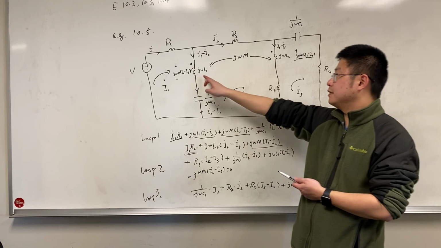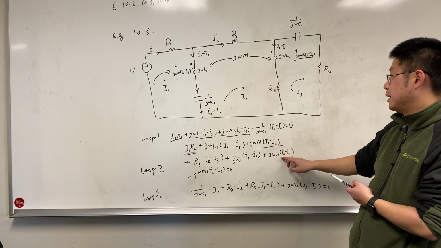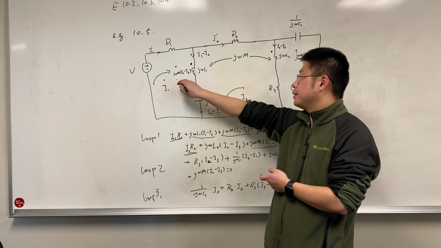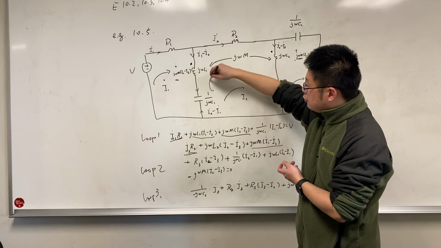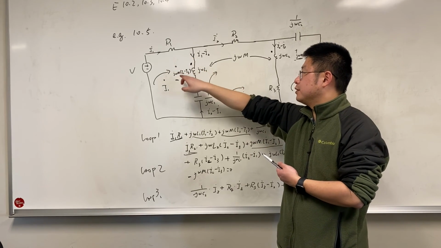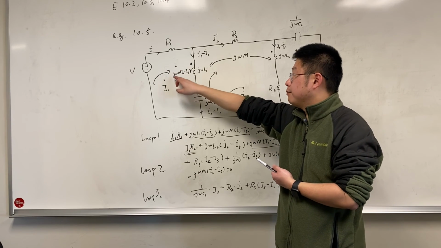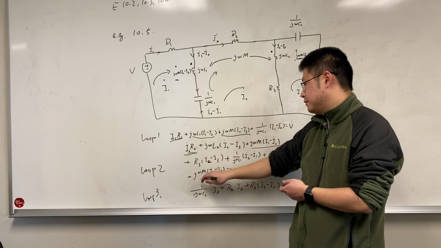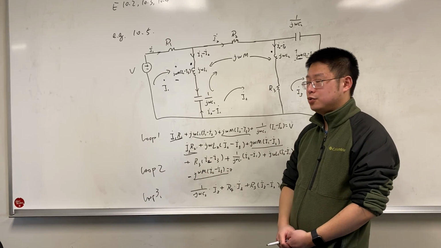And then it meets inductor 1, so we have j omega L1 times I2 minus I1. And also remember this induced voltage: because we have the reference direction from down to up, this is a voltage increase. So we minus j omega M times I2 minus I3. So that's this term, and we have the equation for the second loop.